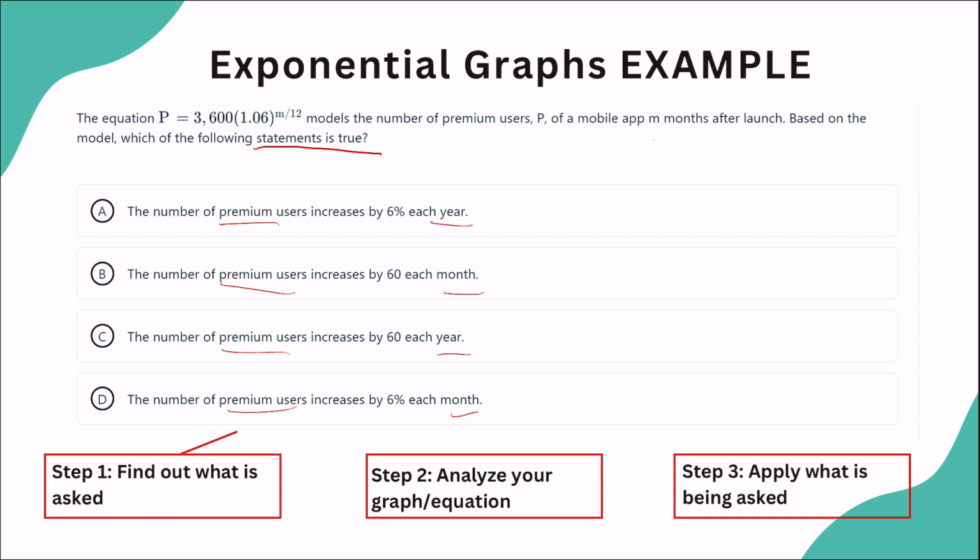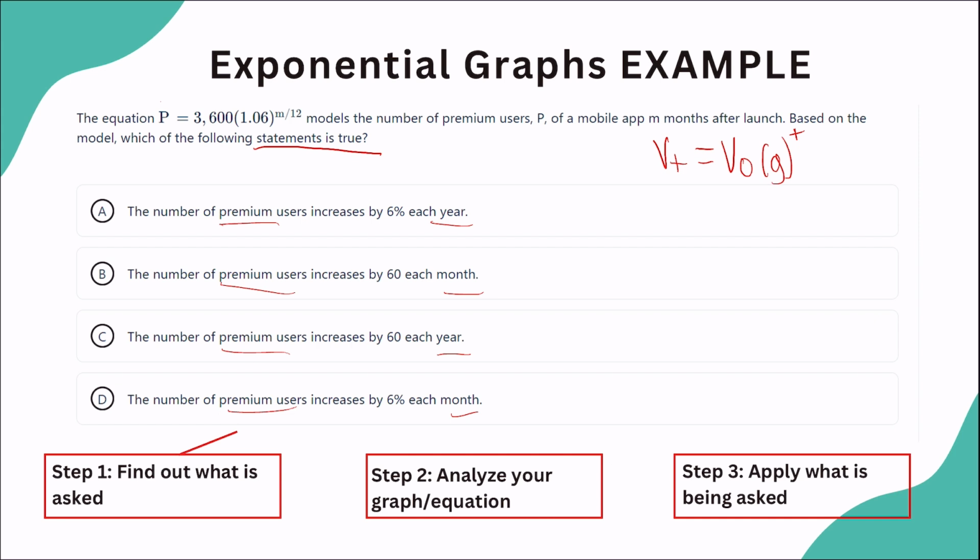Next, we're going to analyze our graph/equation. And so here we have an equation, and I'm going to give you the form of exponential growth generally, because after we go over it, it's going to be more clear what this equation is telling us. So generally, exponential growth is going to look like value at t, so value at a certain time, equals the value at 0 times the growth rate to the power of time.